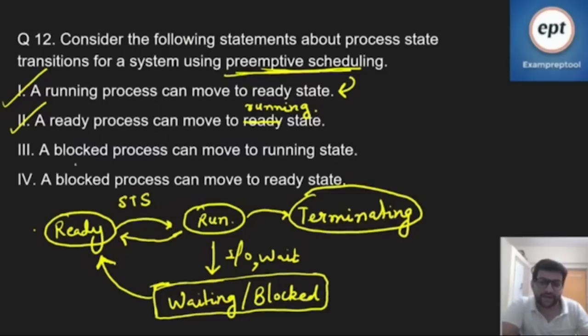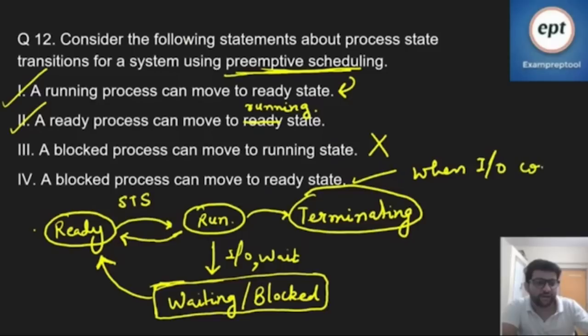So we can move from a ready state to a running state. The third option states that a blocked process can move to a running state. This is completely wrong. As I said, it is not possible for a process to move from a blocked state to a running state. A blocked process can move to a ready state. Yes, when the IO operation completes, right? So this is also correct. So which of the following statements about the transitions are true? The answer is 1, 2, and 4.